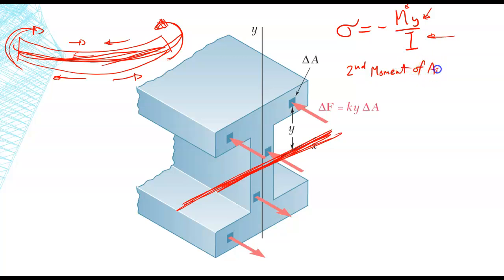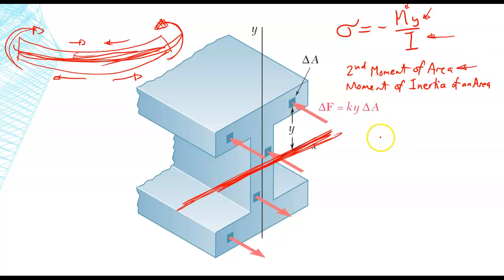It's sometimes also called the moment of inertia, or more particularly the moment of inertia of the area. Yeah, because we're going to look at moments of inertia of masses and that type of thing as well. So the moment of inertia of the area, or second moment of area.